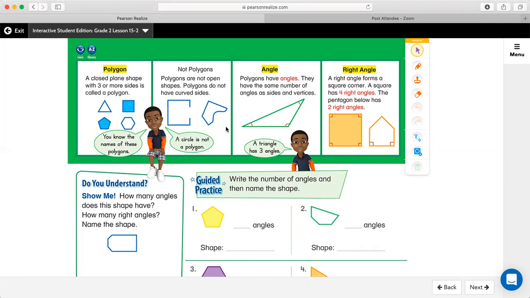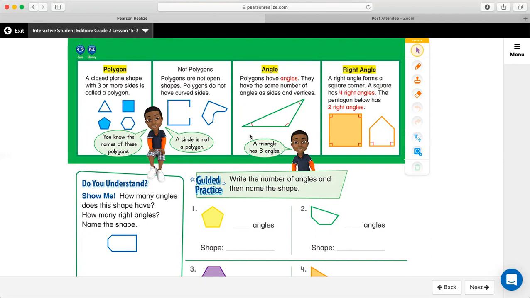Okay. The next word that we're going to focus on today is angles. Polygons have angles, and they have the same number of angles as they do sides and vertices. So for example, a triangle has 3 sides, 1, 2, 3. It has 3 vertices, the points where the sides touch, 1, 2, 3, which means it also has 3 angles. And you can see these little red half moon shapes. These are where the angles are.